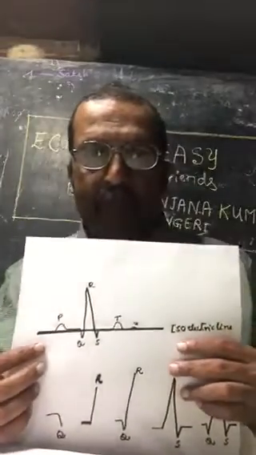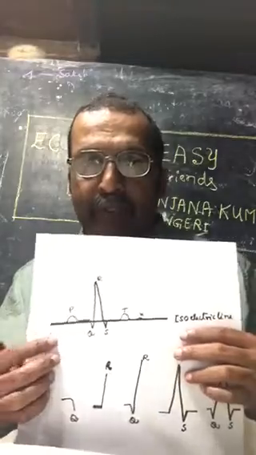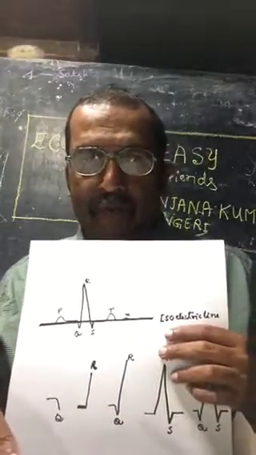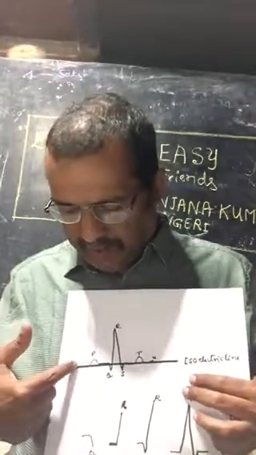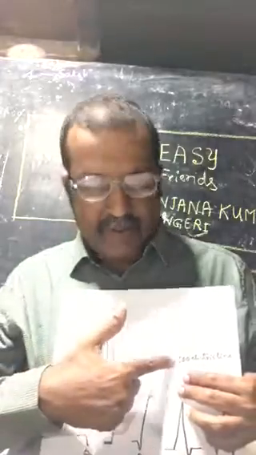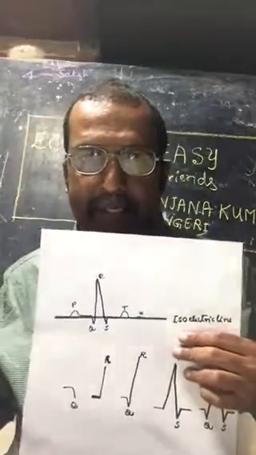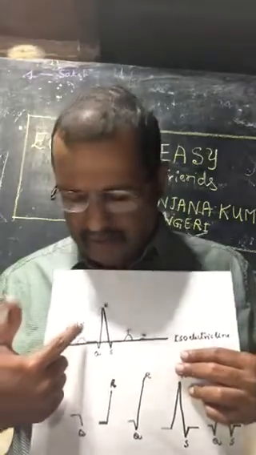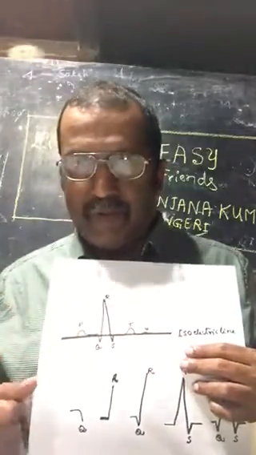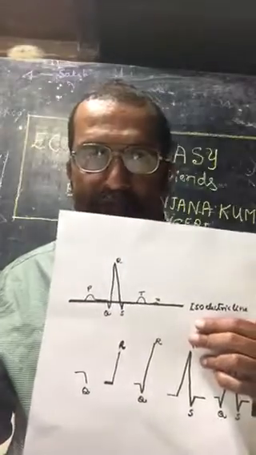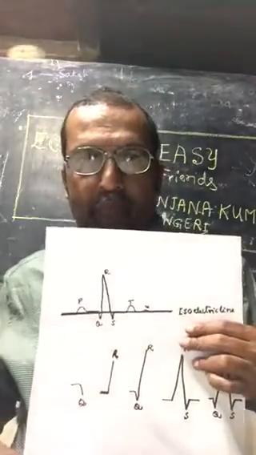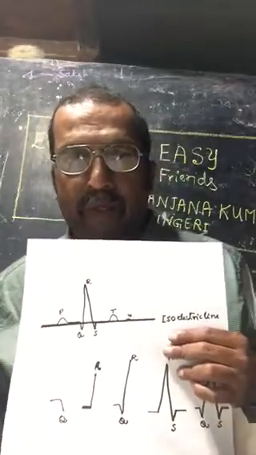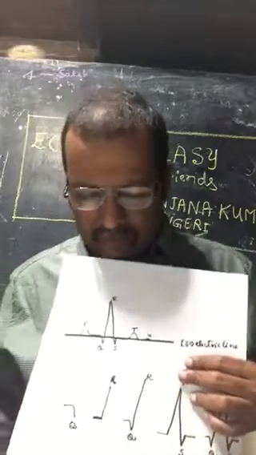Now, all of you should have an ECG record. You see, this is the isoelectric line or baseline. This is the P wave. The first upward deflection is called the P wave. When the atria contract, the P wave is formed.